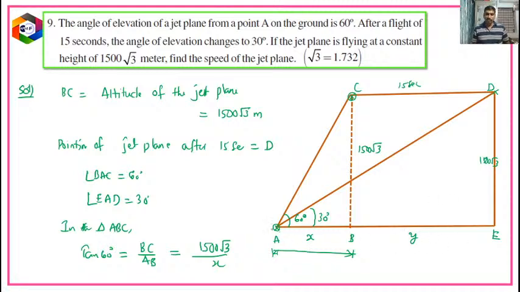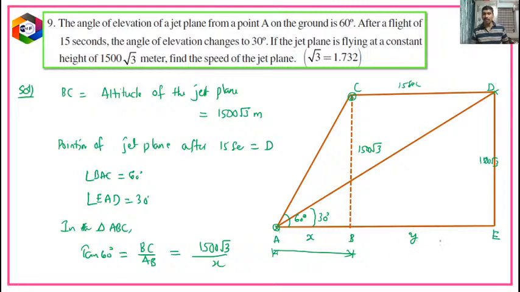It is asked. So first, the horizontal distance from the initial point to the jet plane I assumed as x. During this 15 seconds, the distance that it has traveled I assumed as y. Very, very important. Why? Because it is asked to find the speed of the jet plane. For speed, we need the distance traveled in the 15 seconds.